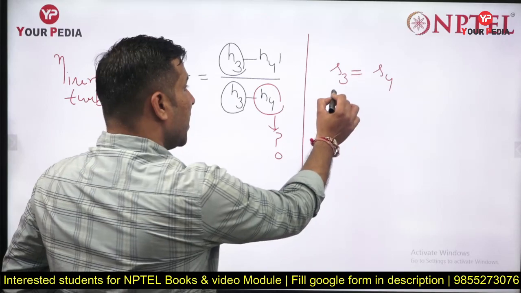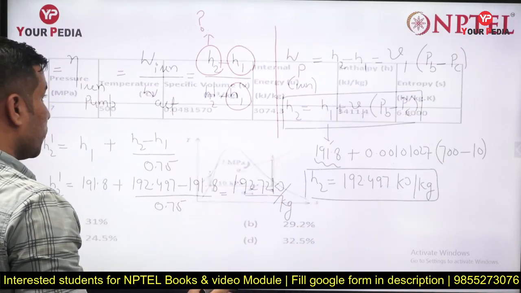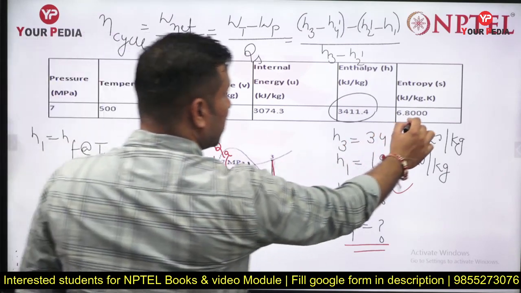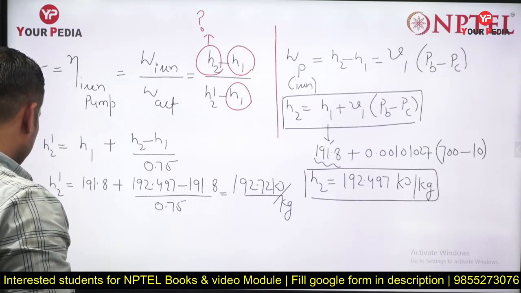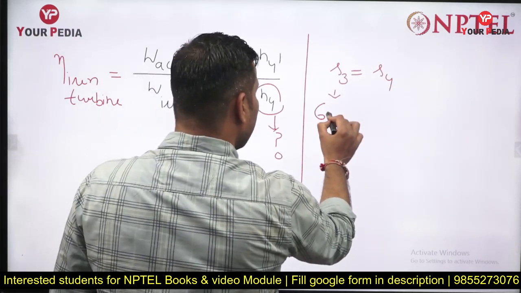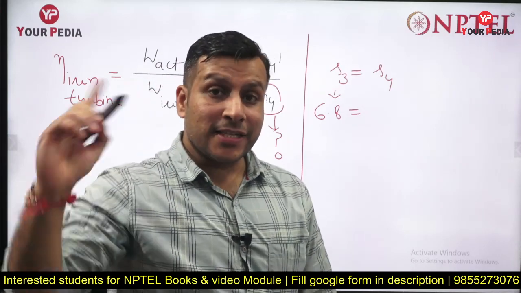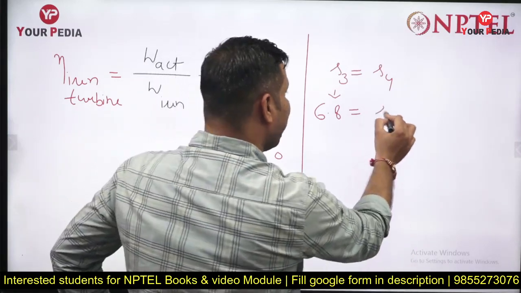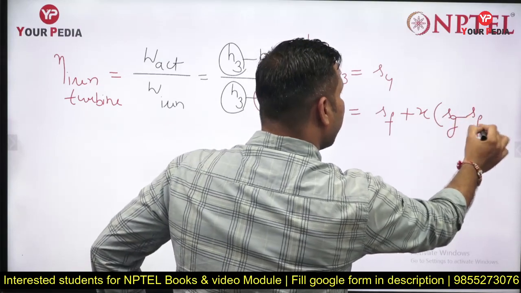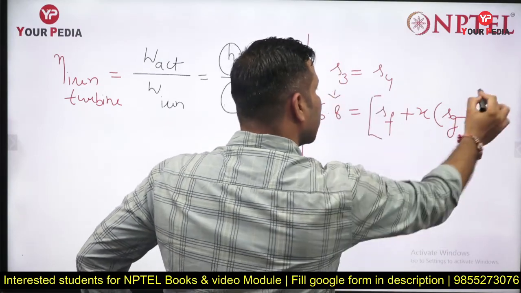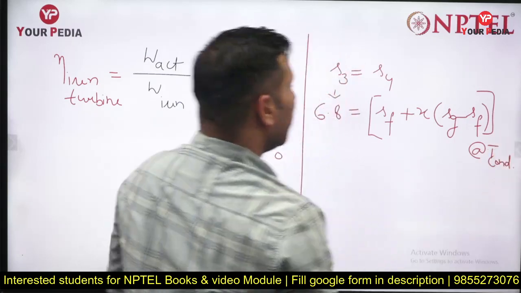What is S3? S3 is the entropy of the superheated steam. You can refer to the superheated steam table here. This is 6.8, the entropy of the superheated steam. Okay, so you can write it here 6.8. And what is S4, guys? S4 will be the entropy at the exit of the turbine, and that you can write as SF plus X times (SG minus SF), at what? At condenser, at T condenser, guys.